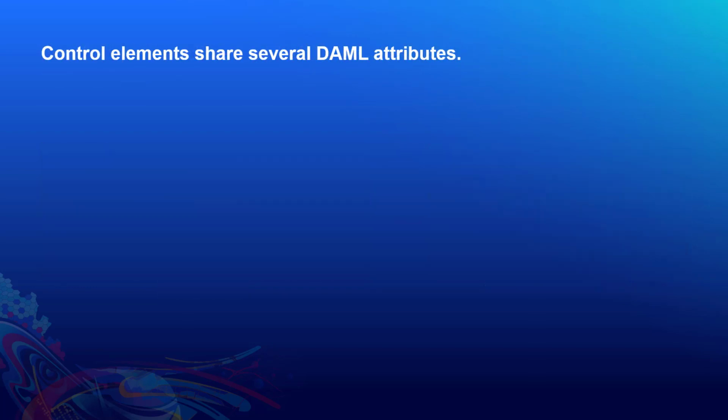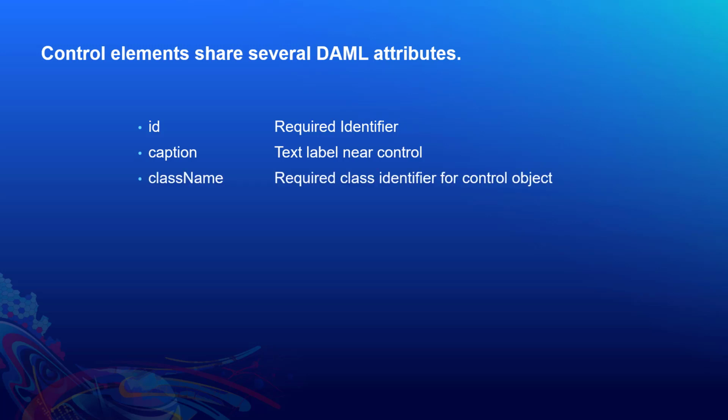Control elements share several DAML attributes. When looking at controls specifically, it's good to note a few common DAML attributes often shared across the controls. The ID is the required identifier of the control. The caption is the text label displayed near the control. The class name is the required class identifier for the control object identified in the code behind.